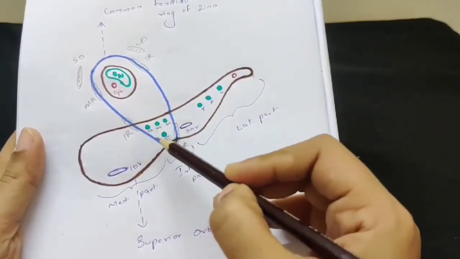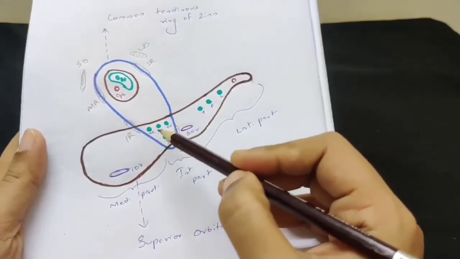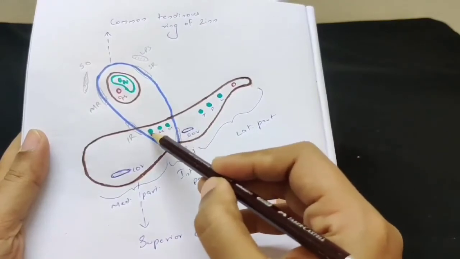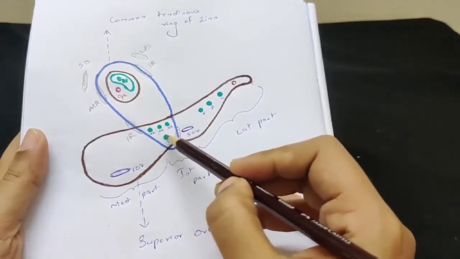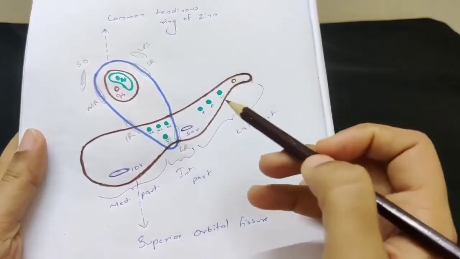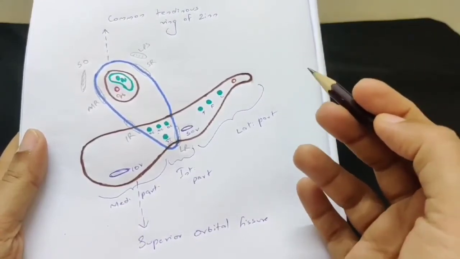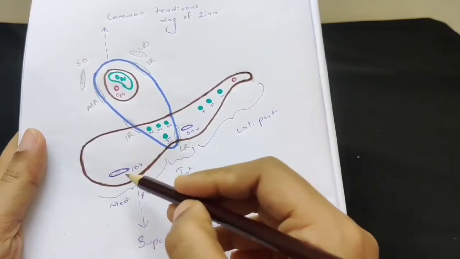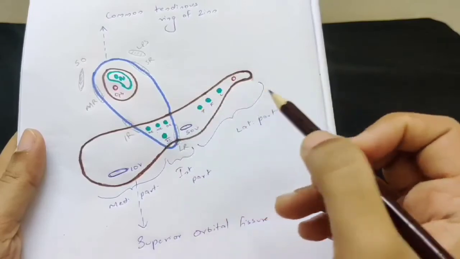Whereas the intermediate part, so you can see the tendon, it is contained within the tendinous ring. This intermediate part transmits the two divisions of oculomotor nerve, in between that nasociliary nerve, and then below that abducens nerve. This nasociliary nerve is also a branch of the ophthalmic division of the trigeminal nerve. And in the medial part, you get the inferior ophthalmic vein. These structures pass through the superior orbital fissure.